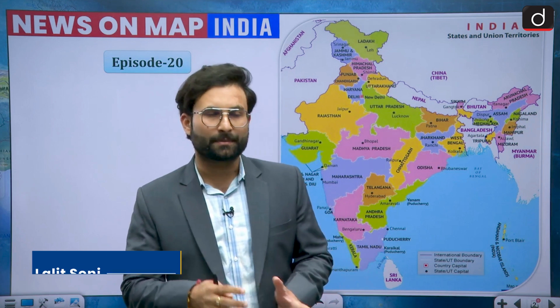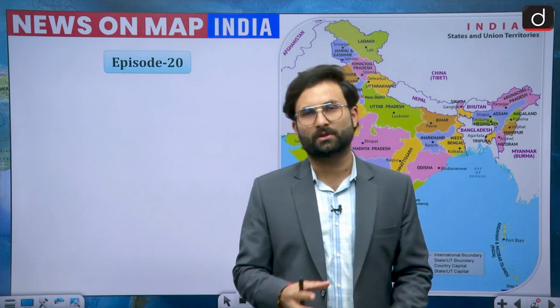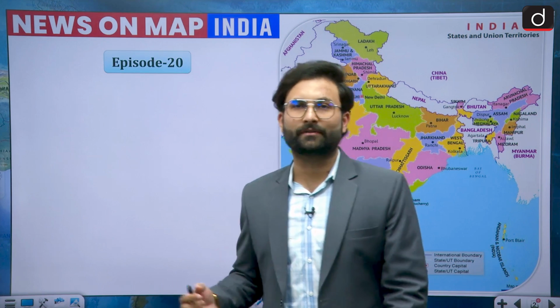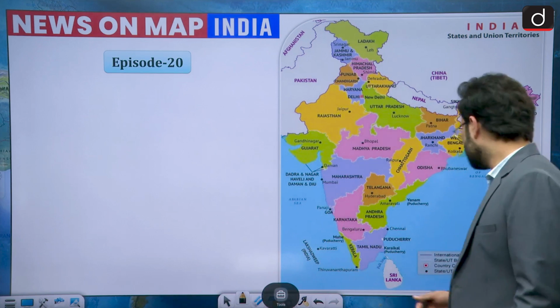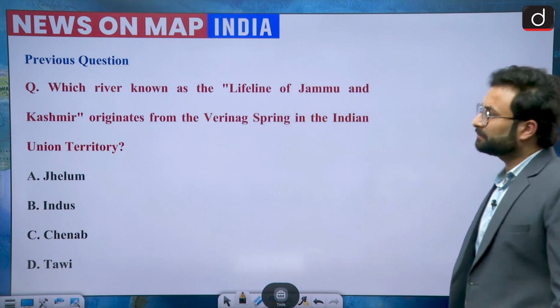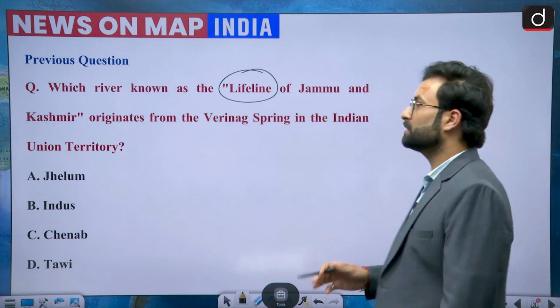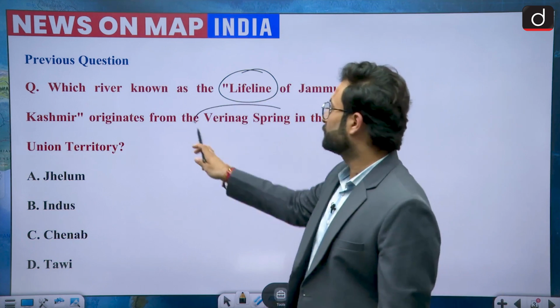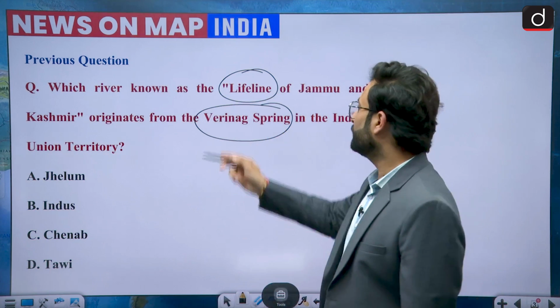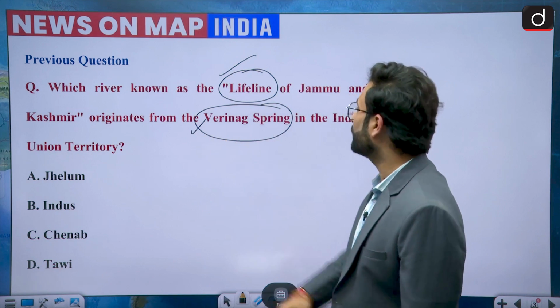In this episode, we will be taking a few questions based on the location which has been in news in the past few weeks. So let's start with the practice question which was given to you in the previous class. The question was, which river known as the lifeline of Jammu and Kashmir originates from the Verinag spring? There are two hints given, that is one, lifeline of Jammu and Kashmir, second was Verinag spring.